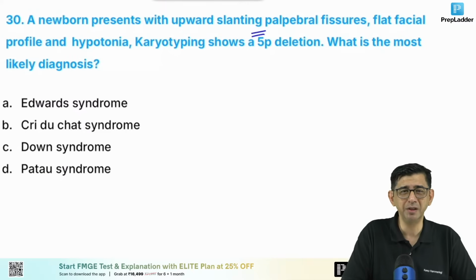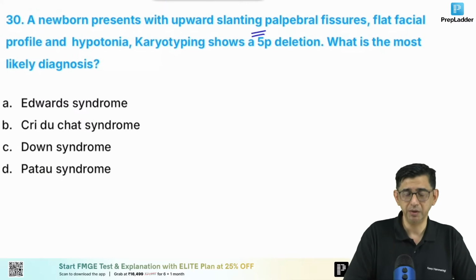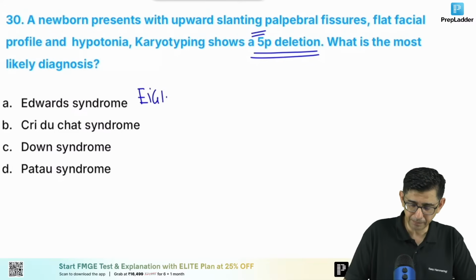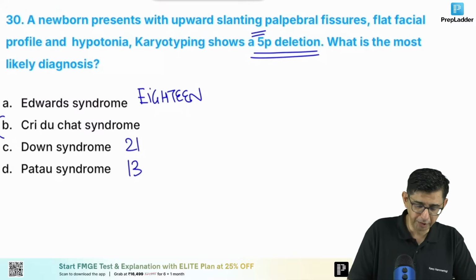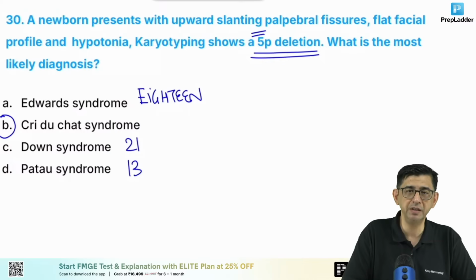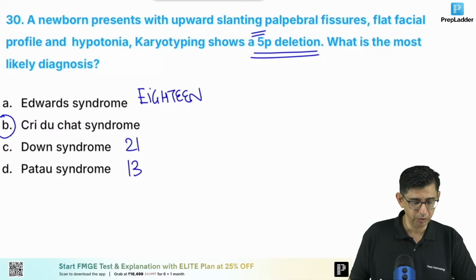So initially I thought it could be any of these syndromes, but then he himself mentioned a 5p deletion that is present here. So Edward is related to 18, so it's ruled out anyway. Down syndrome is related to 21. Patau is related to 13. So this would be Cri-du-chat syndrome. In Cri-du-chat, when the baby is crying, it sounds like a cat's cry. So a mewing kind of sound would be coming with respect to this question.